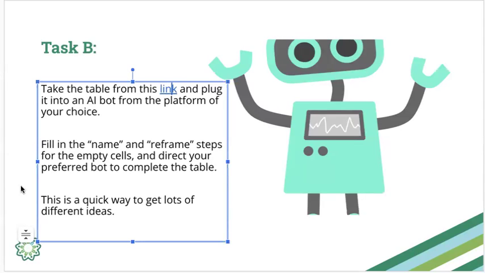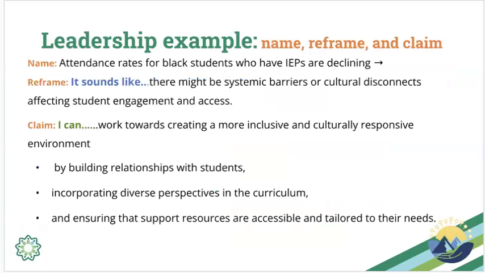And so what you're going to do is take your own problem of practice and fill in the name or reframe steps. You can do that for one or two or three examples, or as many as you like, and direct your preferred bot to complete the table. And so here's the leadership example. Attendance rates for Black students who have IEPs are declining. Sounds like there might be some systematic barriers or some cultural disconnects. And then here's what I can do.